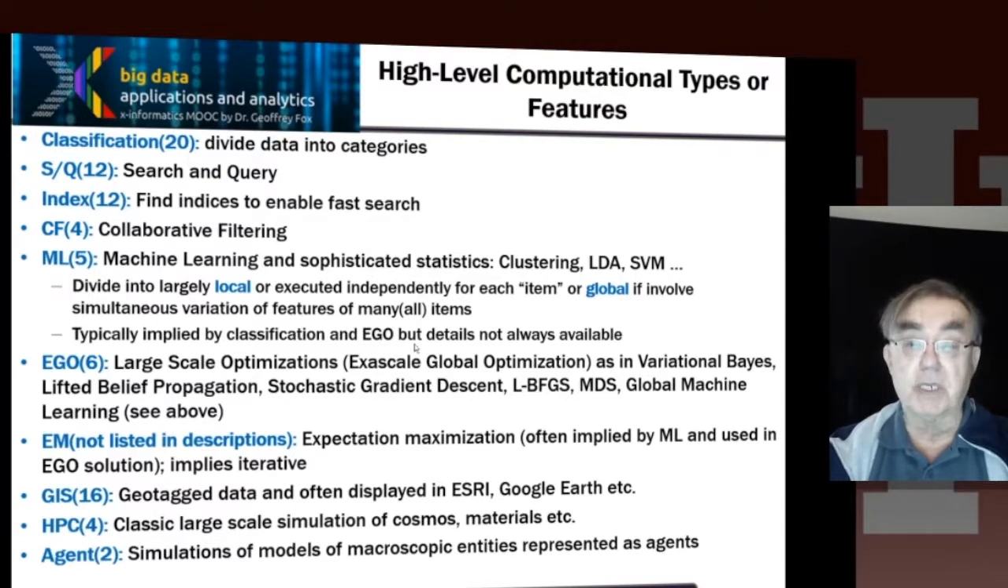The other category here, the opposite of local, is global. That says the machine learning involves simultaneous variation of the features of many of the data points, what here are called items, and that a global consideration needs to be done over everything. Often those generate iterative MapReduce style computations.